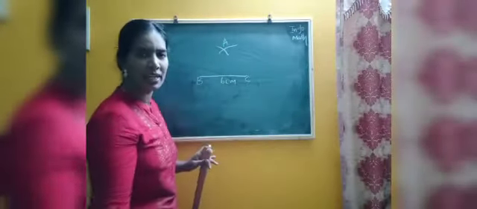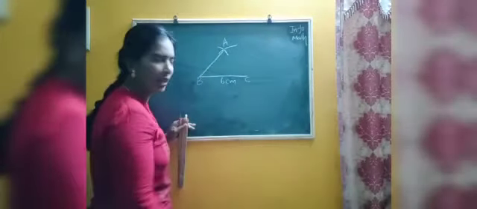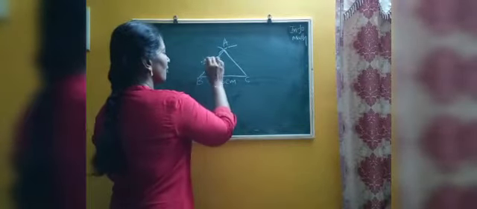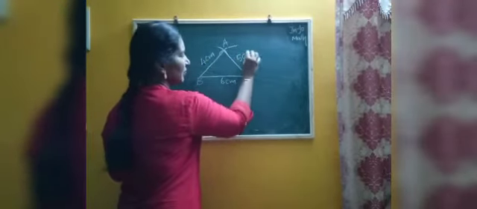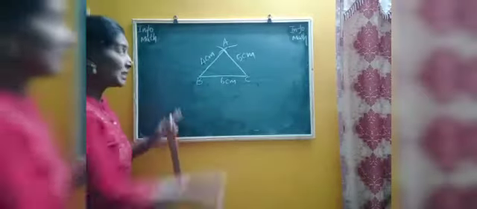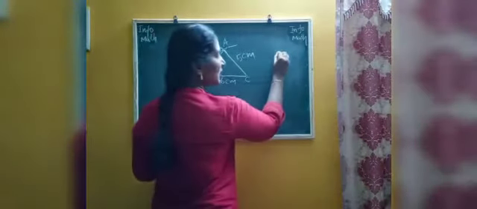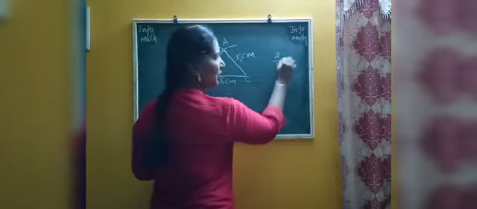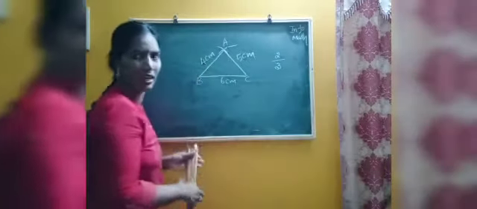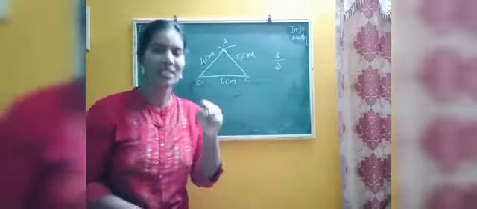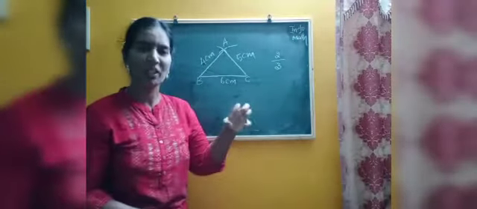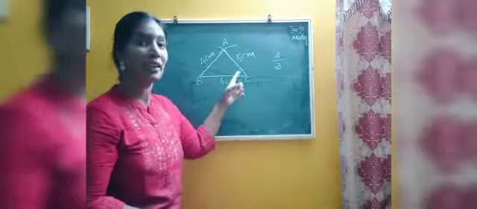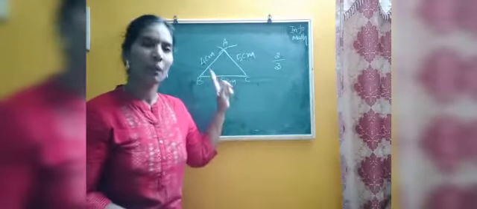Now connect A to B and A to C. So this is 4 cm and 5 cm. Now this is the triangle. Now we have to draw the similar triangle, of 2/3 of the given triangle. That means we are going to minimize the triangle; 2/3 means smaller than the given triangle.